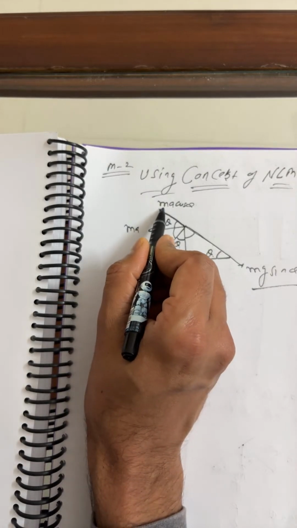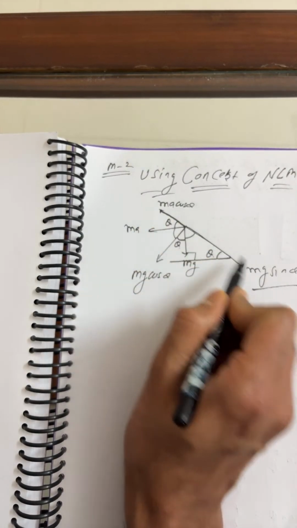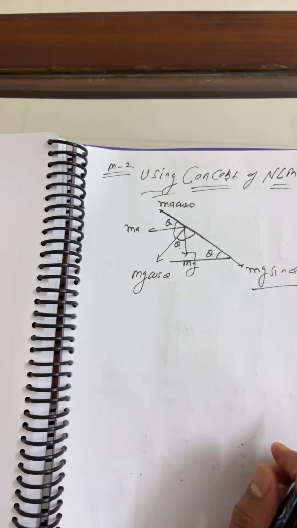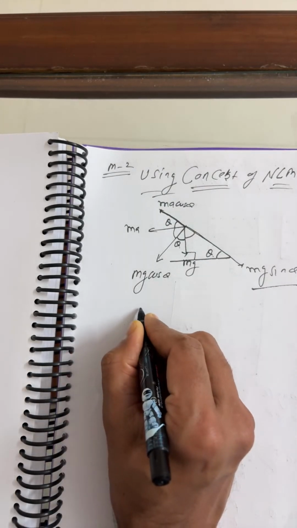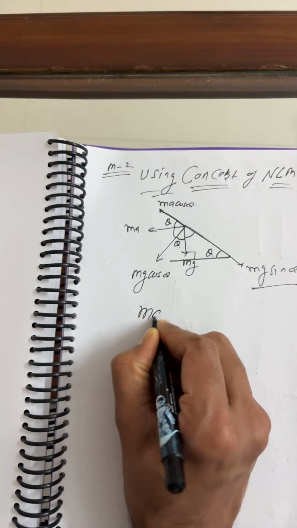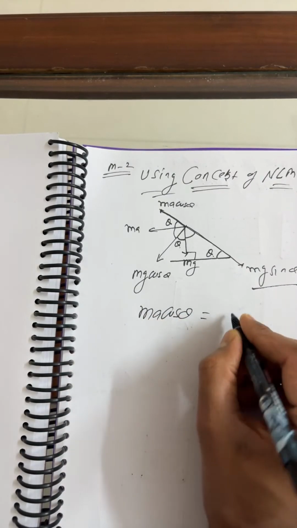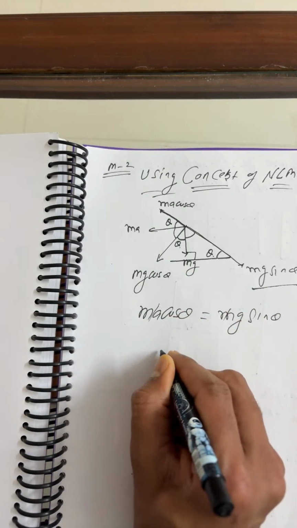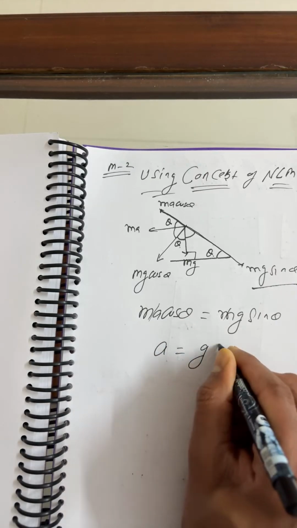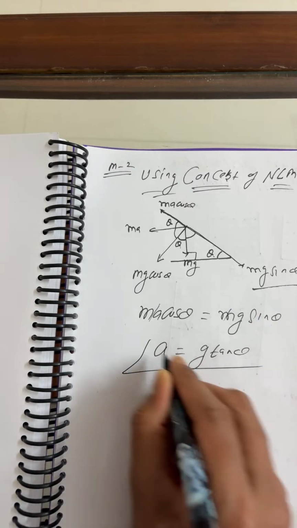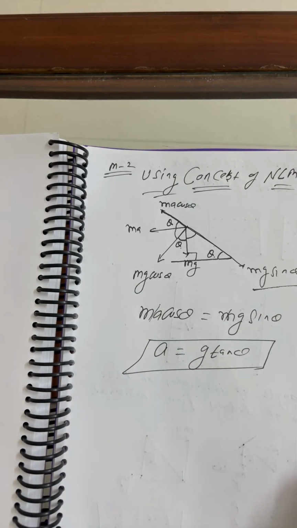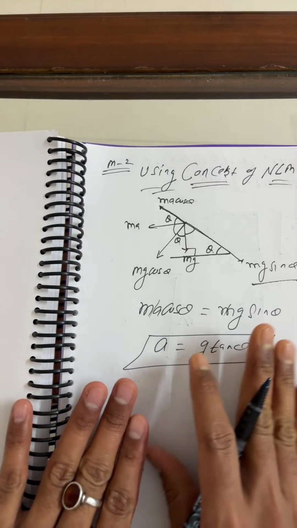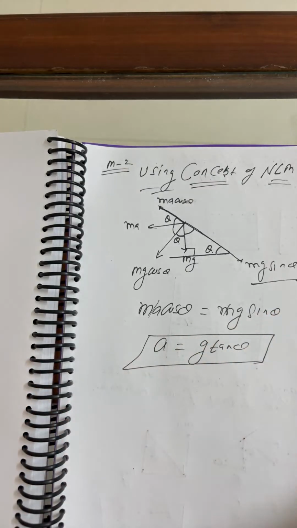Now, along the incline, these balance each other. So you can write ma cos theta is equal to mg sin theta. Cancel m, and you can write a equals g tan theta. So the same result I proved by two methods: one from NLM, and one from normal geometry.